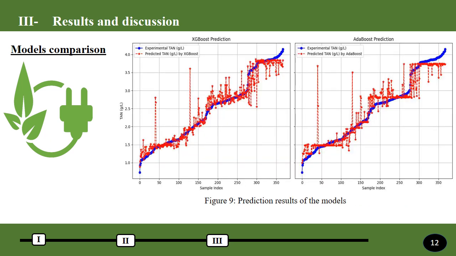So these figures illustrate the prediction results of the selected models versus the experimental values of TAN concentration. The XGBoost model consistently aligns forecasted and actual values across most sample index intervals, with only slight deviations in middle and high concentration TAN values. This demonstrates its efficient recognition of nonlinear patterns and interactions due to its gradient boosting architecture and regularization techniques. The AdaBoost model shows more extreme fluctuation, suggesting potential data noise or outliers.